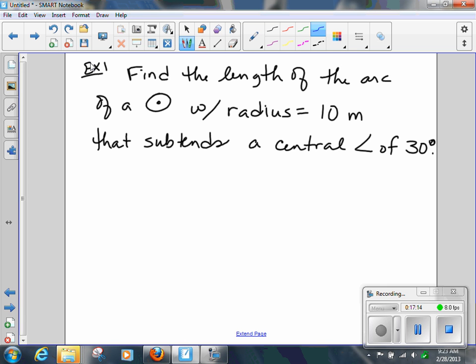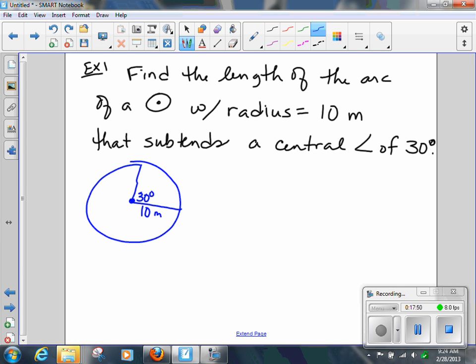First thing I have to do every single time, and you're going to see me draw the same circle with the same angle every single time. I do not care if it's a 1 degree angle. That is still the angle I'm going to draw in my picture, because my pictures are never drawn to scale. I know that going into these problems. But I do know that the angle given is 30 degrees. I also know that my radius is 10 meters.